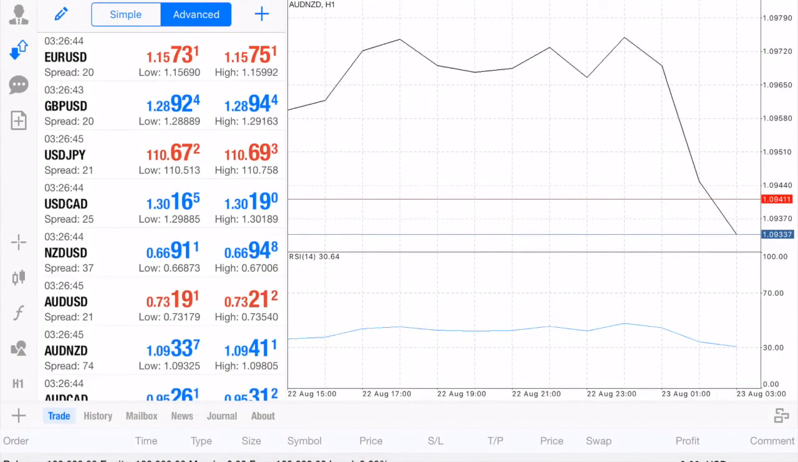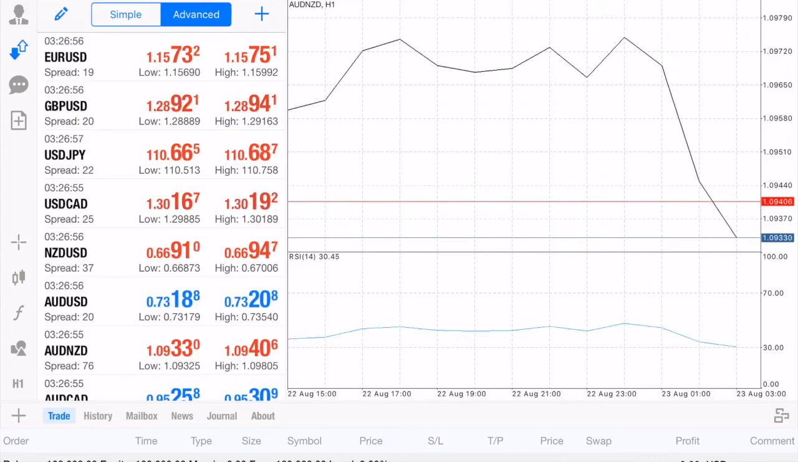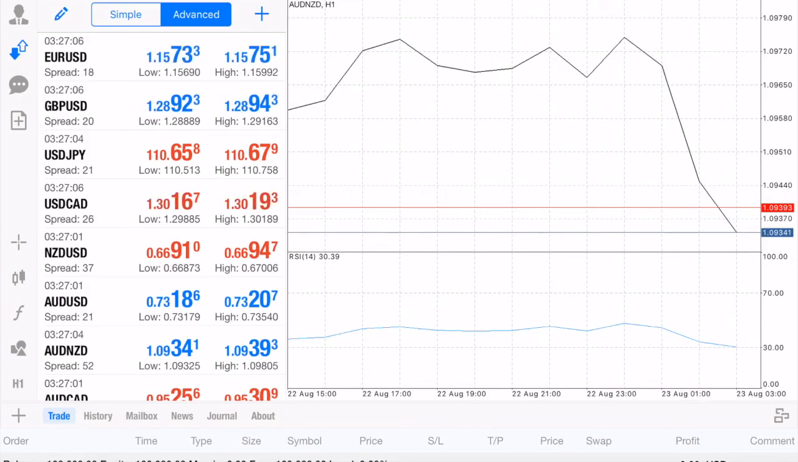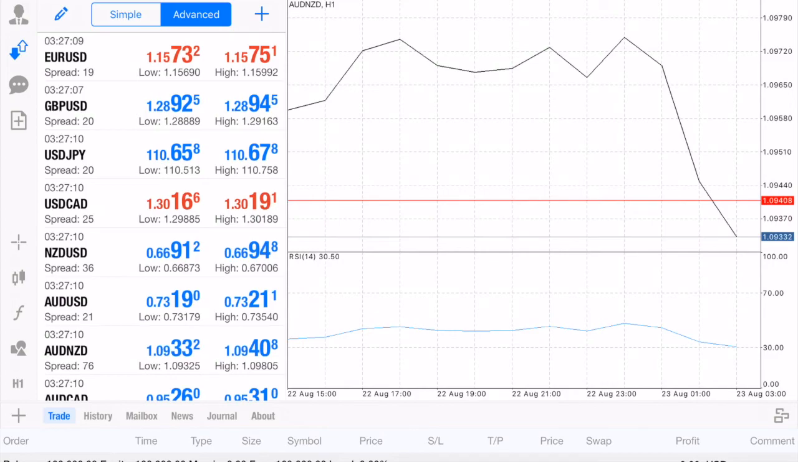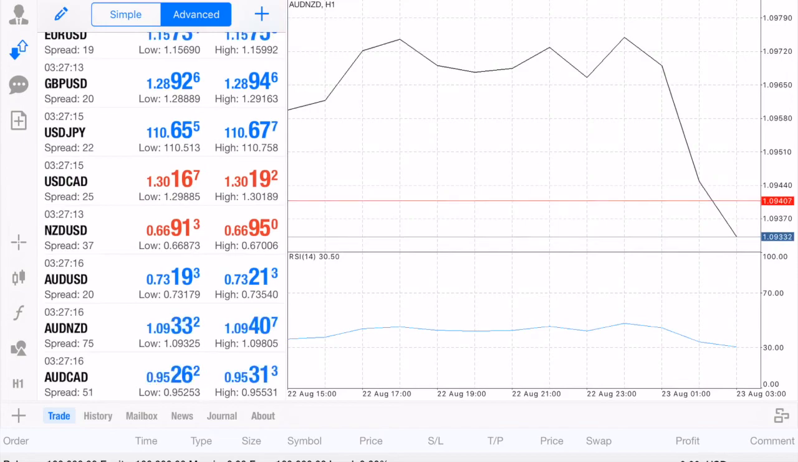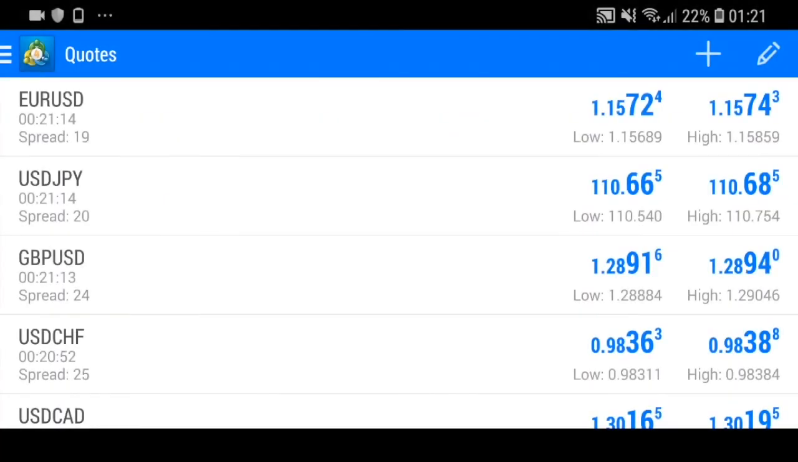So this is the variable spread, and if you look at the spread which is underneath the currency pairs, you see that it's varying, it's changing values. And also notice the Australian dollar against the New Zealand dollar. Notice how its spread changes from 76, and now it's dropping to 52. So this is a big change, and now what we're going to be looking at is a fixed spread, and noticing the difference between them. So let's have a look at that.